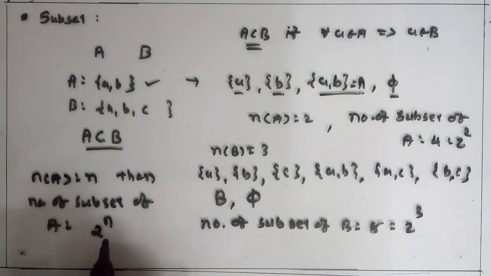If A contains 0 elements, that is a null set, then the number of subsets is itself the null set. So 2 raised to 0, that is 1. With 1 element, then 2 raised to 1, that is 2 subsets. With 3 elements, then 2 raised to 3 is equal to 8 subsets. Clear? So remember this formula to find the number of subsets of a given set if the given set contains n elements.